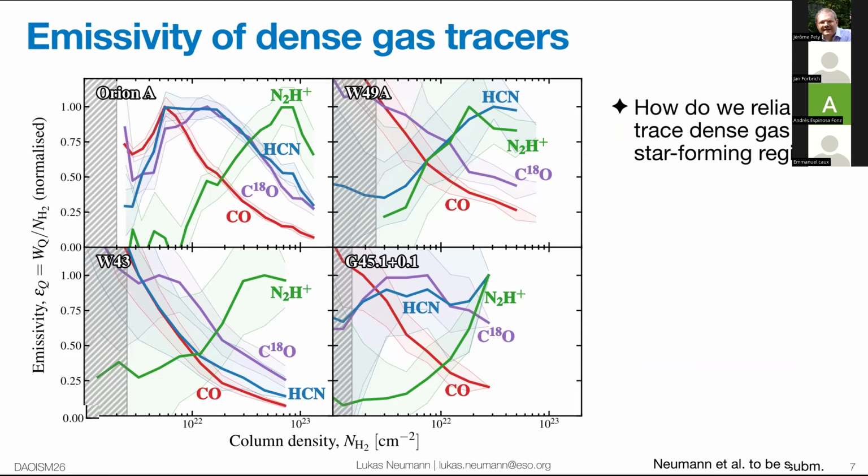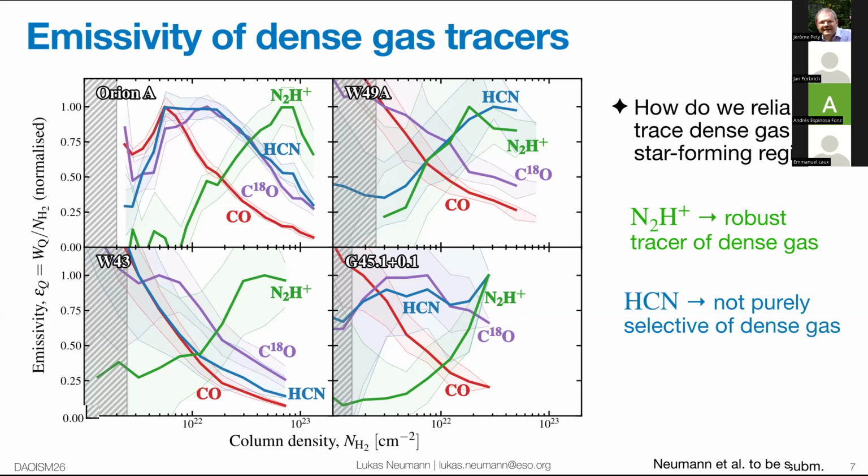And we can look at the N2H+ here, and I added Orion A from the LEGO sample. N2H+ is really robustly peaking always at these high column densities of about 3, 4 times 10^22 per square centimeter. While for HCN, sometimes it's tracing dense gas, but sometimes it's tracing more intermediate gas density, or even behaves as CO basically, so not tracing dense gas at all. So it's not really selective of the dense gas.